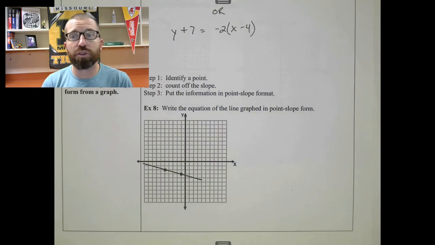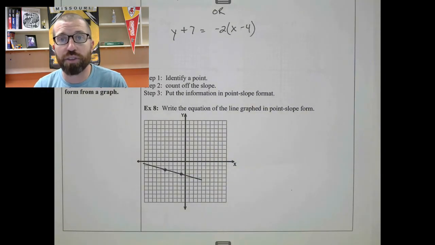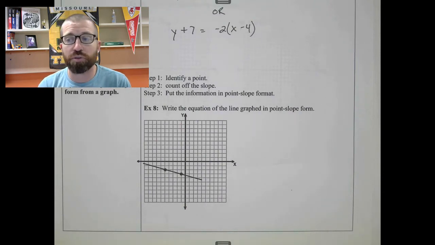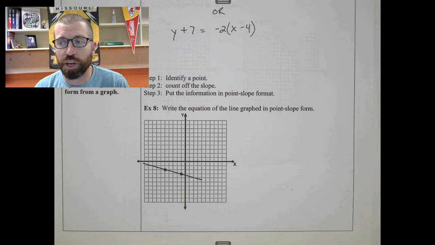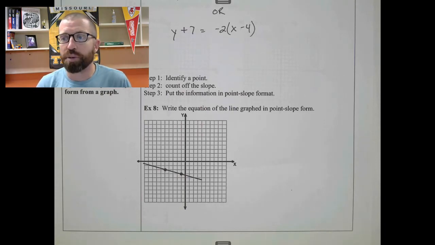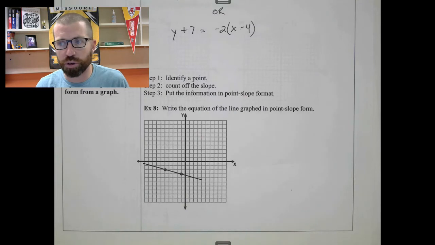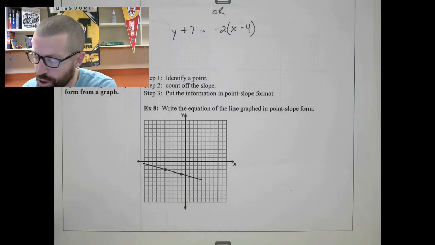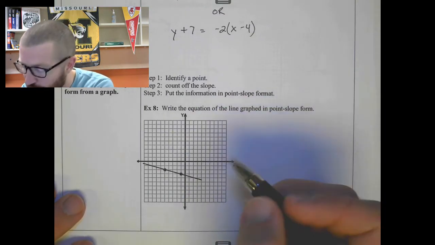Okay, from a graph, the same kind of thing. You got to find the slope. If you can count it off, great. If you need to use a formula, that's fine too. And then just find a point, and then write the equation. So this is why point-slope form is so great, because the steps are a little shorter. Right? You don't have quite as much information to manipulate.